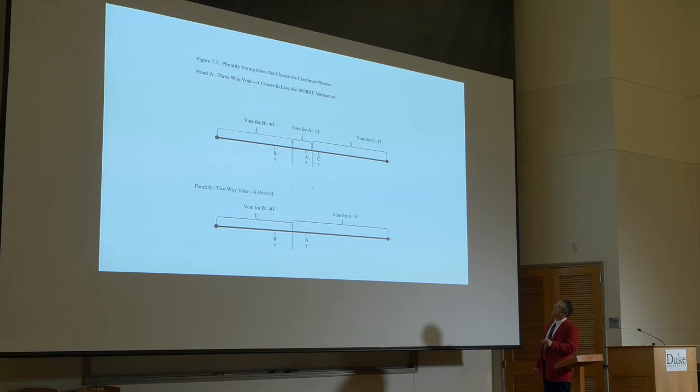Who's going to win this election? Well, C gets 47 votes, B gets 40, and A gets 13, at least the way that I've drawn it. So it's 100 voters split evenly along this dimension. Does anybody see a problem with that? Well, the problem is A is a Condorcet winner.